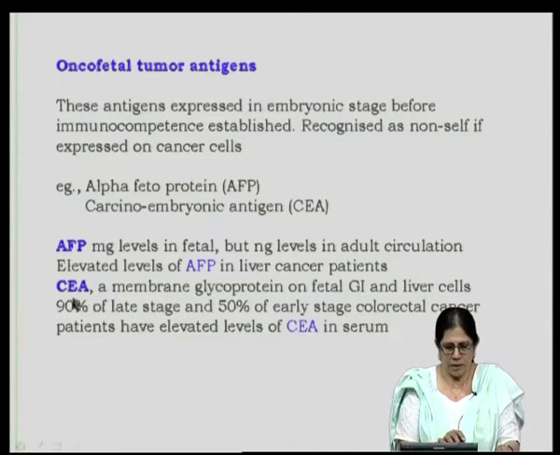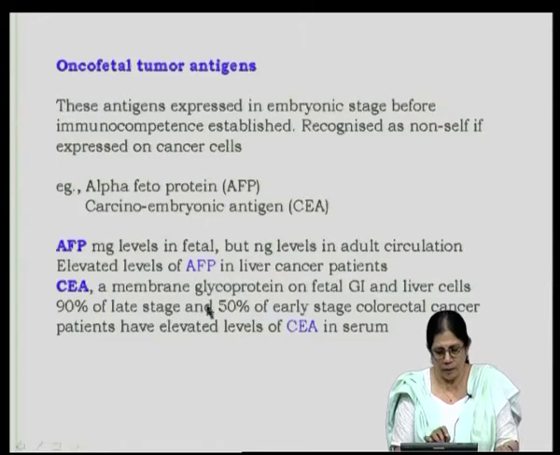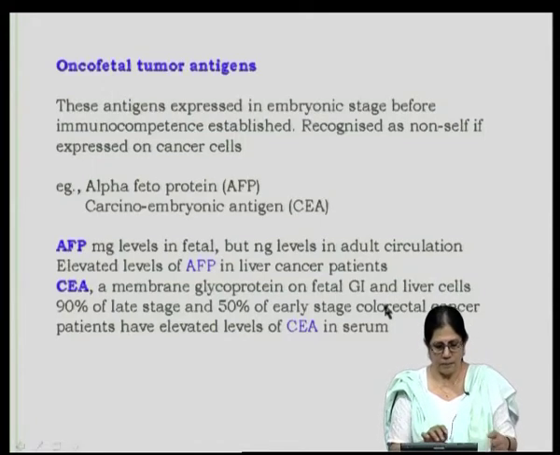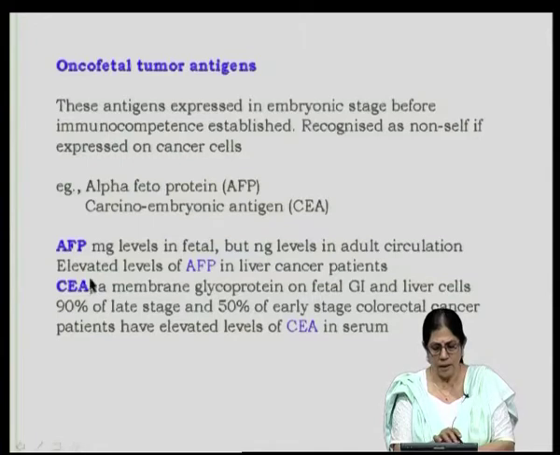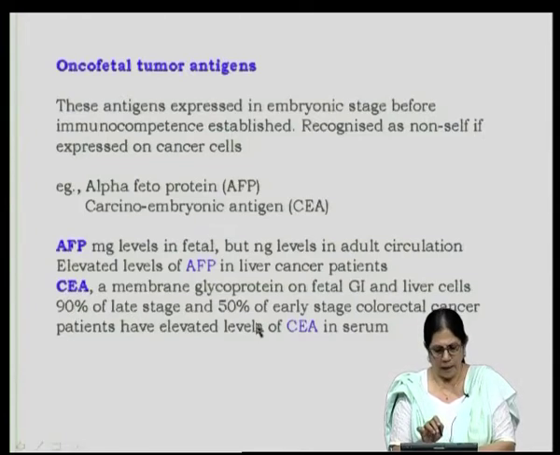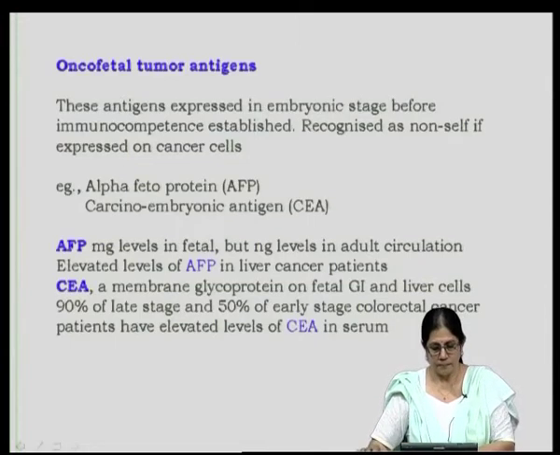The other protein is carcinoembryonic antigen. It is a membrane glycoprotein on fetal gastrointestinal cells as well as liver cells. Now, this CEA antigen is present in more than 90% of late stage and about 50% of early stage colorectal cancer patients. So, this is also another biomarker.